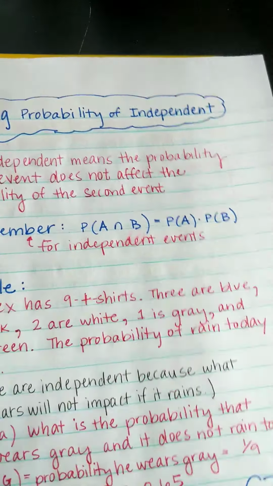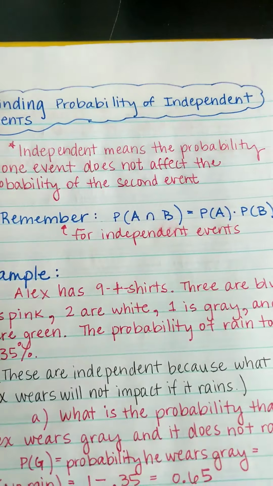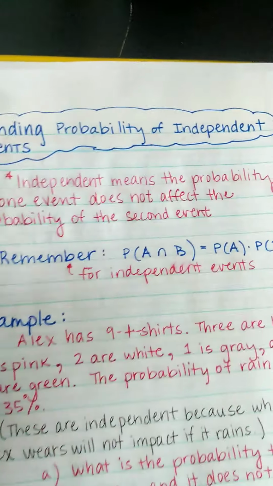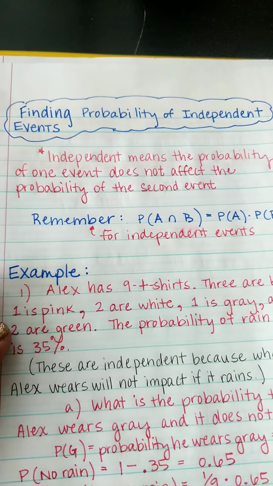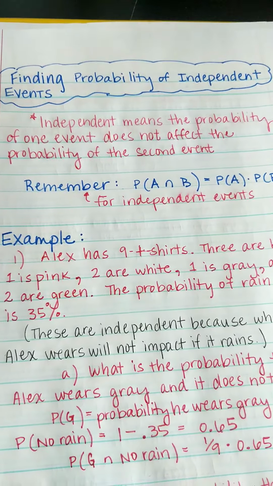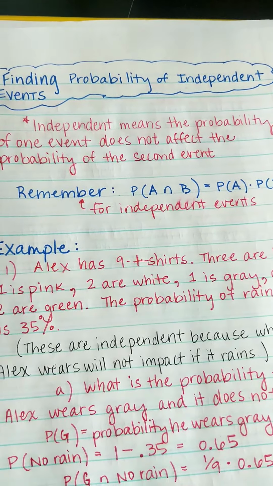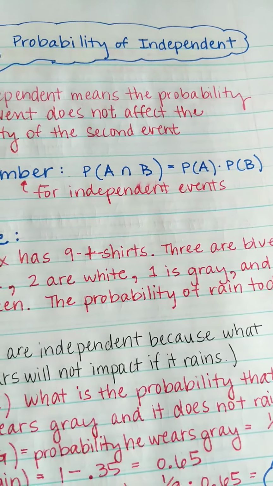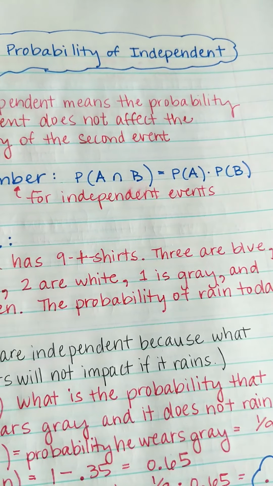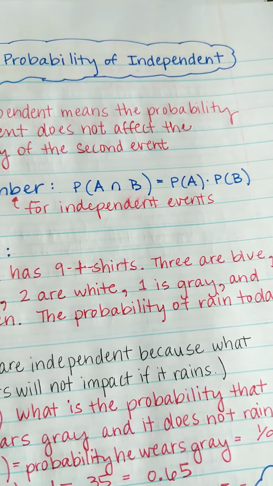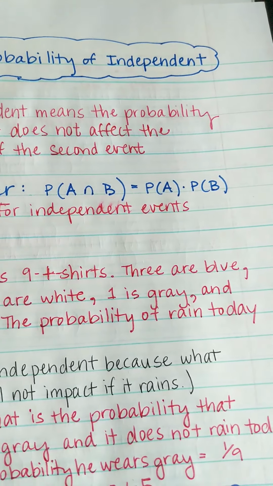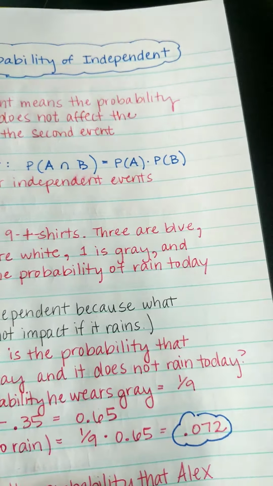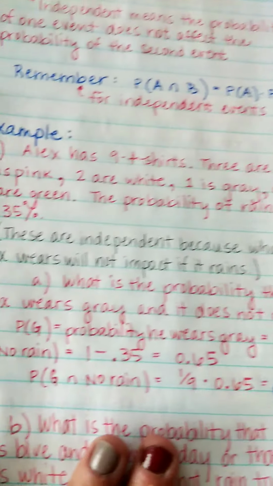All right, the last thing we're going to talk about today, and I think this is actually easier than the notation, is finding the probability of independent events. So remember, independent events means the probability of one event does not affect the probability of the second event. Also remember, if you look at your formula chart, for independent events, we have the probability of A and B is equal to the probability of A times the probability of B. Okay, we're going to do a few examples and call it good.